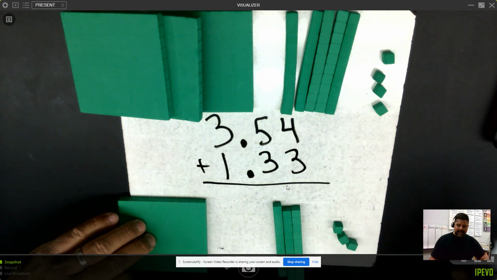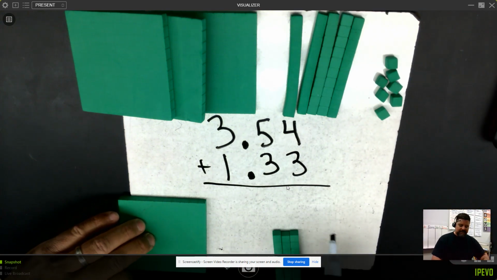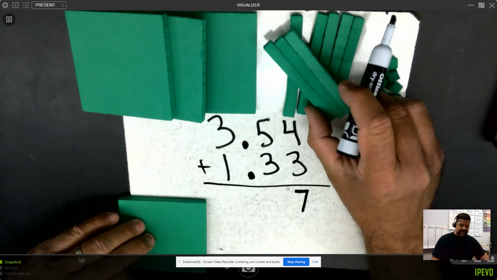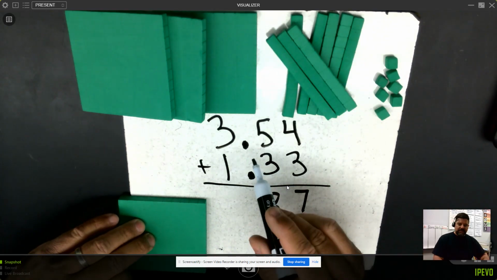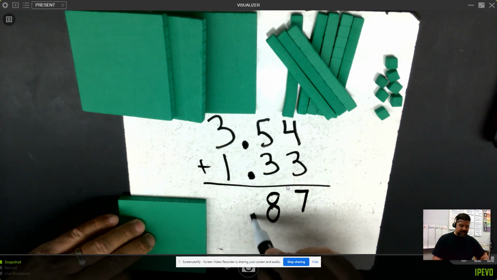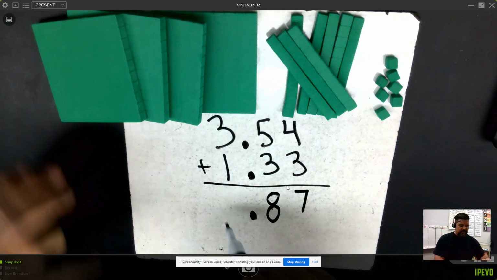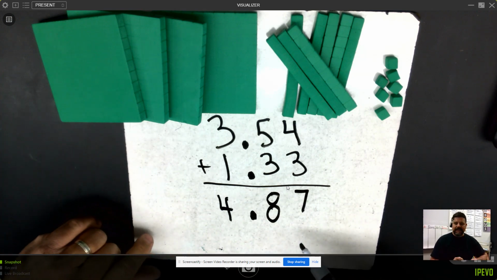Now I can go ahead and combine. 3 hundredths and 4 hundredths is a total of 7 hundredths. And these 3 tenths with these 5 tenths is a total of 8 tenths. Don't forget your decimal. 3 ones and this one would be 4 ones. My total is 4 and 87 hundredths.